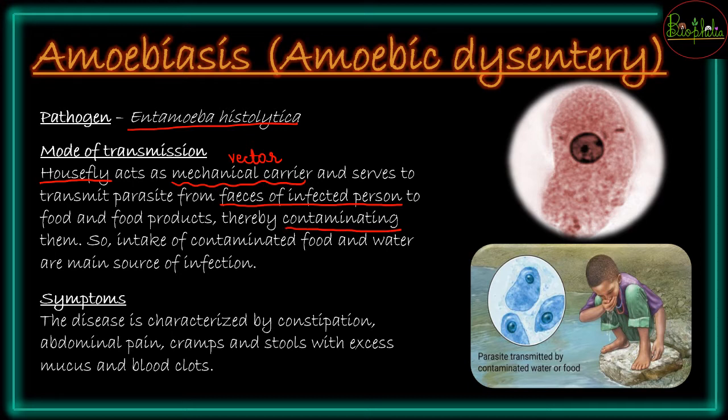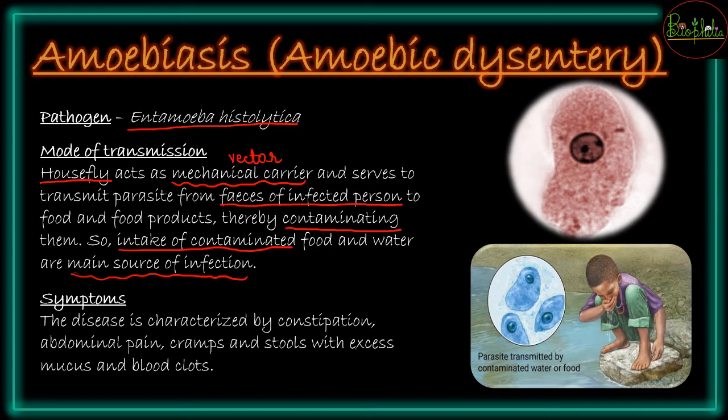Because it had been sitting on the feces, and the feces of the infected person is going to have this Entamoeba histolytica. So once the intake of contaminated food has been done, it will be the main source of infection. That is the reason you try to keep houseflies away from your drinking water or your food, because it can be a source of transmission for amoebiasis.